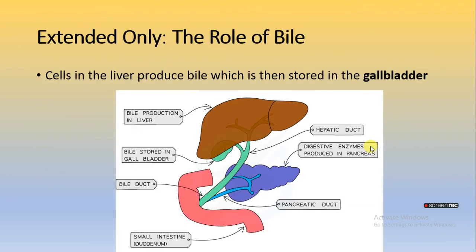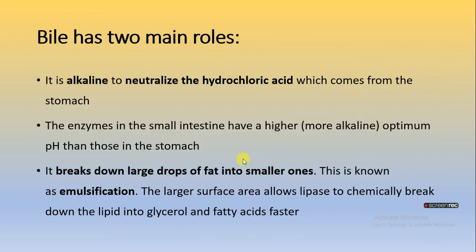Then next, we'll look at the role of bile. Remember, I told you that bile is produced in the liver and is stored in the gallbladder. Now, the bile is released from the gallbladder into the upper part of the small intestine called the duodenum here. And the major function it helps to do is this. Bile is alkaline, so it neutralizes the hydrochloric acid which comes from the stomach. And two, the enzymes in the small intestine have a higher, that means a more alkaline, optimum pH than those in the stomach.